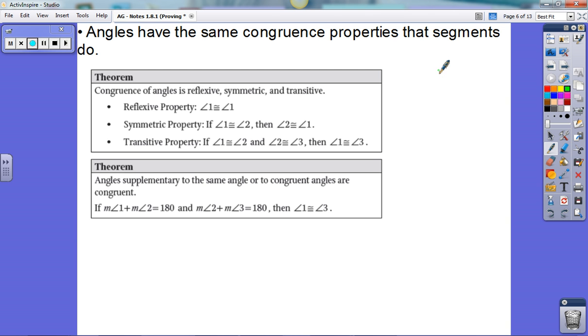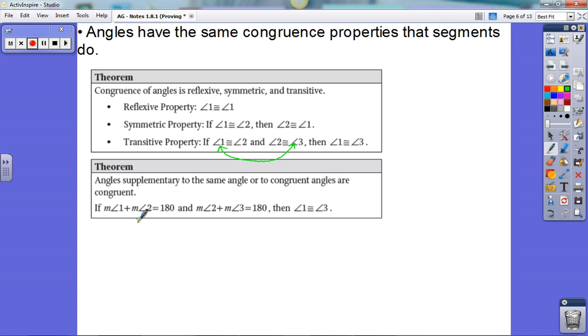We talked about these congruence properties with segments, but they apply with angles as well. So we have the reflexive property that any angle is congruent to itself. Symmetric property, basically we can flip it around and the order doesn't matter, it's still congruent. And then the transitive property, remember, if 1 is congruent to 2 and 2 is congruent to 3, then 1 and 3 have to be congruent to each other as well.